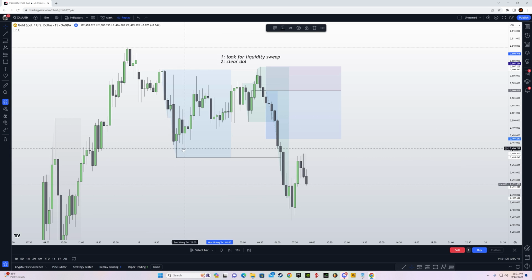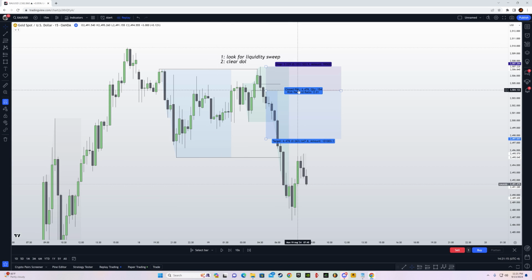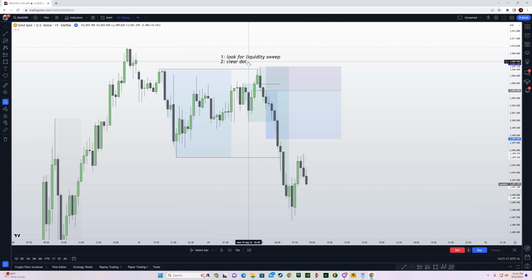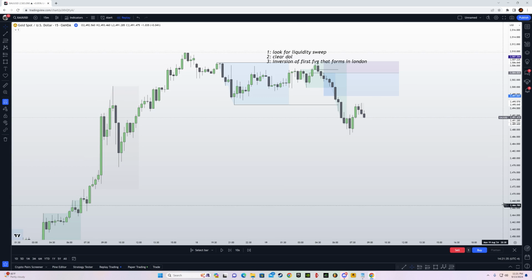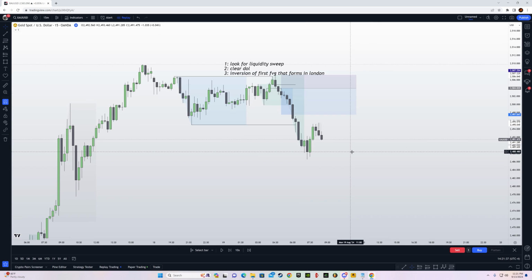In this example, we had this LR something. I don't want to use complicated words. It's just liquidity, bro. All right. Trend line liquidity, whatever you want to call it. Clear draw on liquidity. And then you are waiting for the first inversion of the first fair value gap that forms in London. This is literally your bread and butter, guys. It works so well that you have no idea.